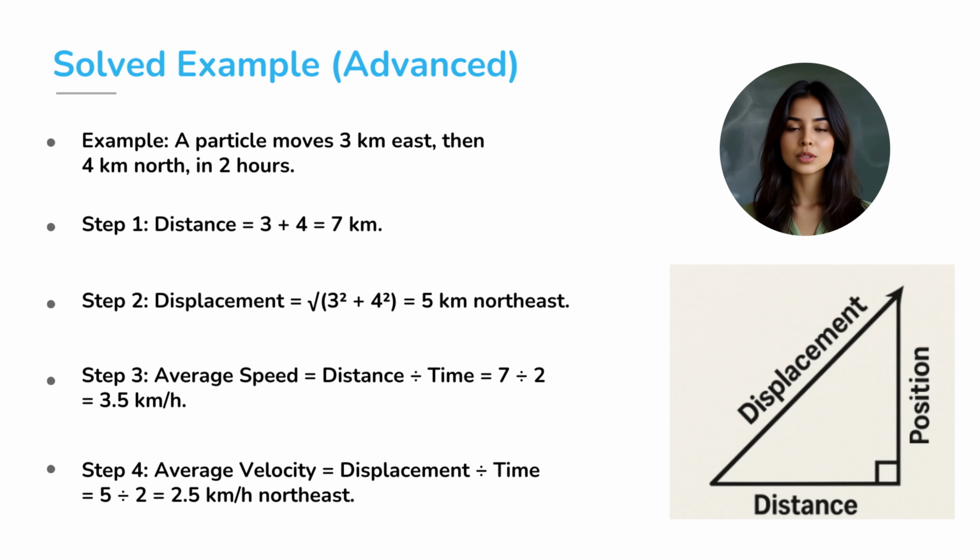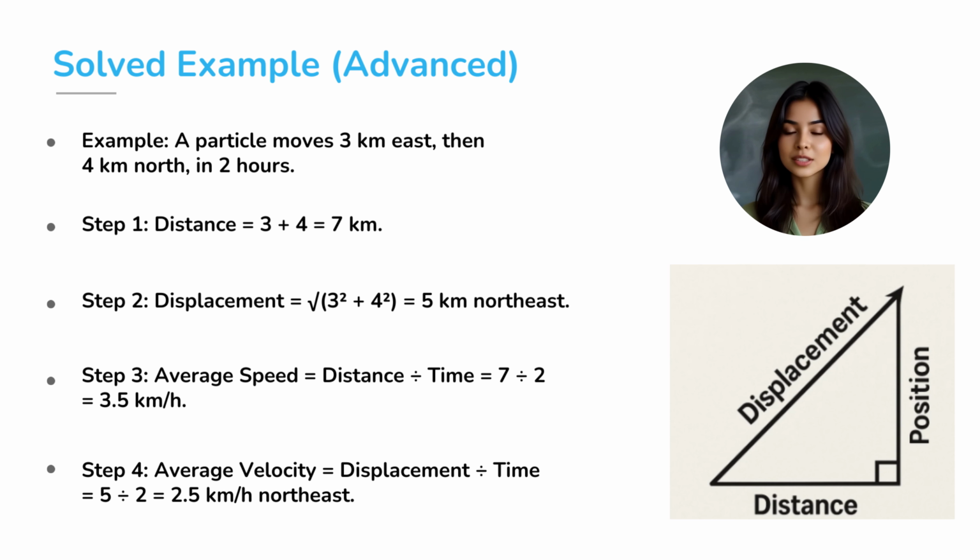Suppose a particle moves 3 kilometers east and then 4 kilometers north in 2 hours. Step 1. The total distance traveled is 3 plus 4, which is 7 kilometers. Step 2. Displacement is the shortest straight-line path, which is the square root of 3 squared plus 4 squared, giving 5 kilometers northeast.